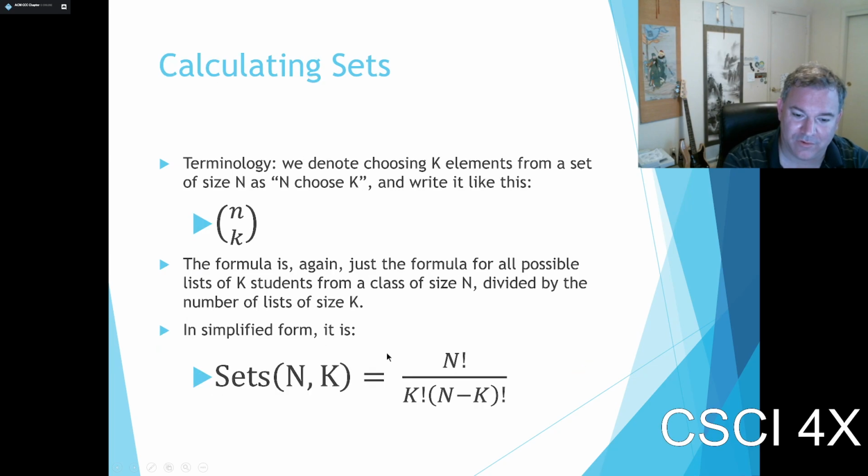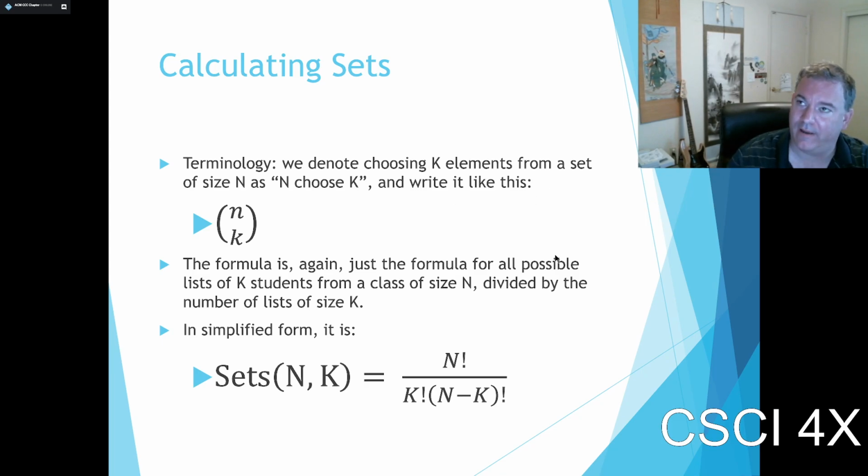So you just take the same equation we had before for computing how many different ways we can make a list of 3 students from a class of 30, and we divide by the number of duplicates. The number of duplicates in that case would be 6, 3 factorial. The size of the committee is 3, so 3 factorial. Okay. Makes sense?